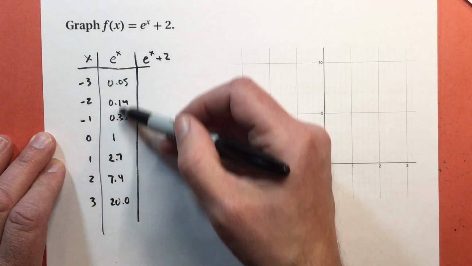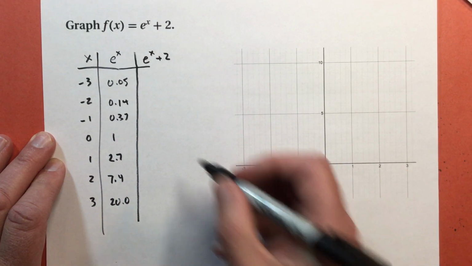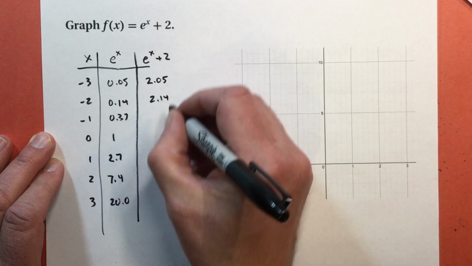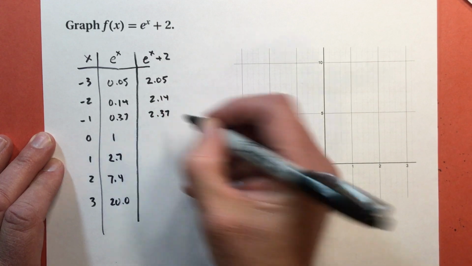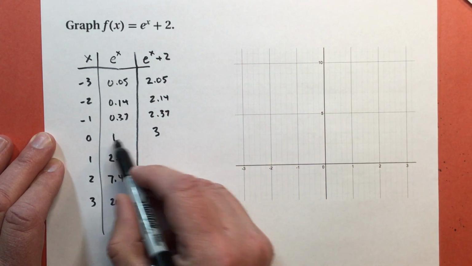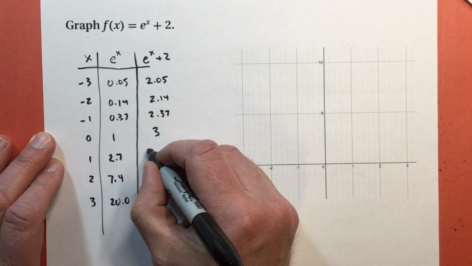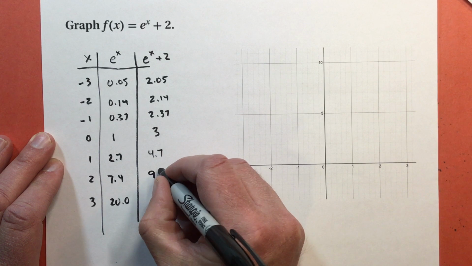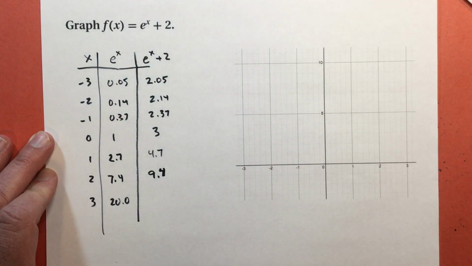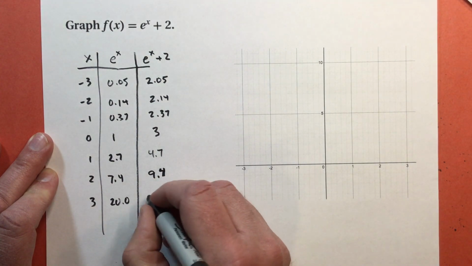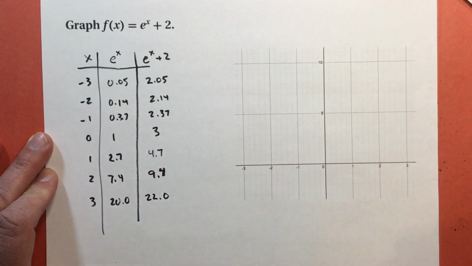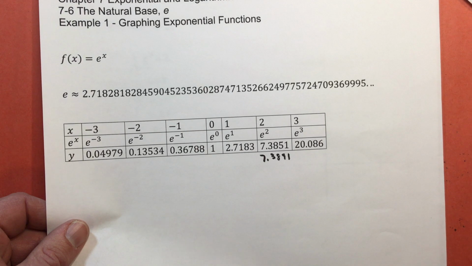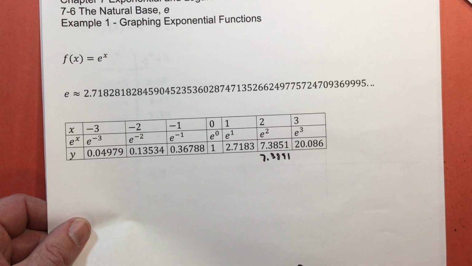So I'm going to take all of these numbers, I'm just going to add 2. So I get 2.05, 2.14, 2.37, 3. 1 plus 2 equals 3. This is 4.7. This is 9.4. And this is going to be 22.0. So I take my parent function and I just add 2 to each of these.